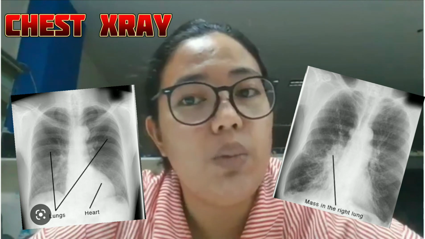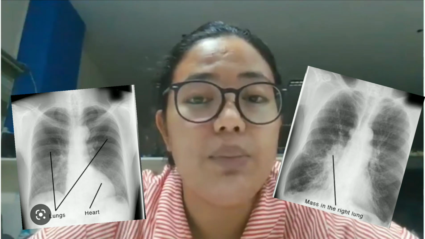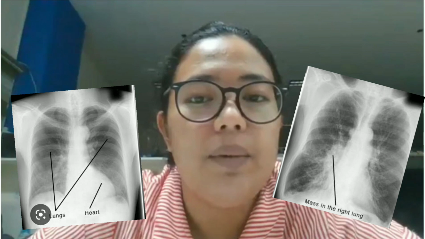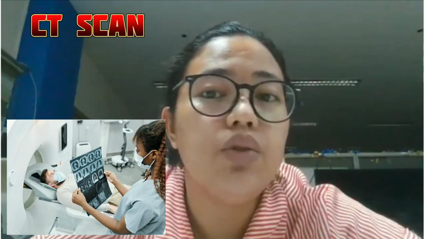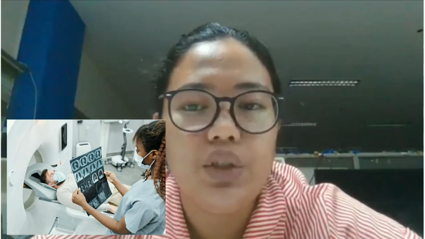So chest X-ray detects normal or abnormal masses in the lungs. As we can see, the lung cancer patient, in the left part of his or her lung, it's really different from the normal chest X-ray. Next, CT scan. CT scan detects tumors that were missed by chest X-ray because it is more detailed than the chest X-ray. So as we can see, the normal chest of a patient and the chest with a right lung cancer.